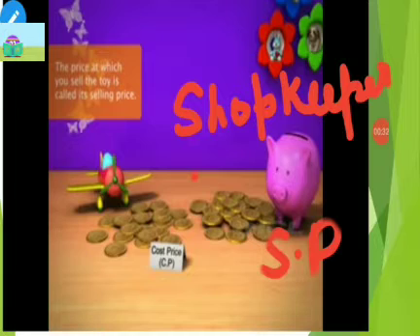Now first of all we will discuss cost price and selling price. What is cost price and what is selling price? The money invested by the shopkeeper in purchasing an article is known as its cost price. And the money the shopkeeper receives when he sells the article is known as its selling price. So what is cost price? The amount the shopkeeper spent on purchasing an article is its cost price, and the amount the shopkeeper receives by selling an article is known as its selling price.